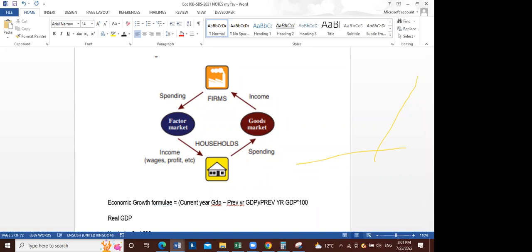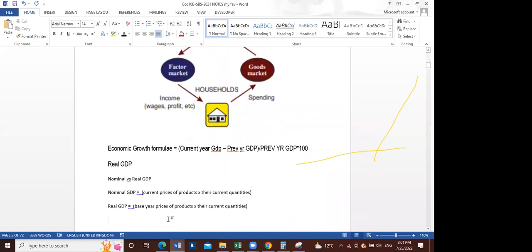I'm not going to be looking at that in much greater detail since it's still an introduction. We're going to be looking at it later on. So for now, we just want to differentiate between nominal GDP and real GDP. All right. So when measuring our GDP, we talked about the expenditure method or the spending method, where we look at how much the households have spent on final goods and services over a period of time.